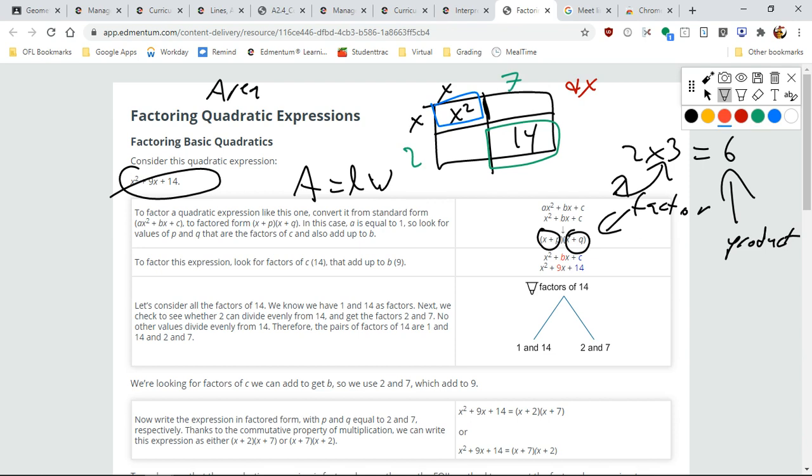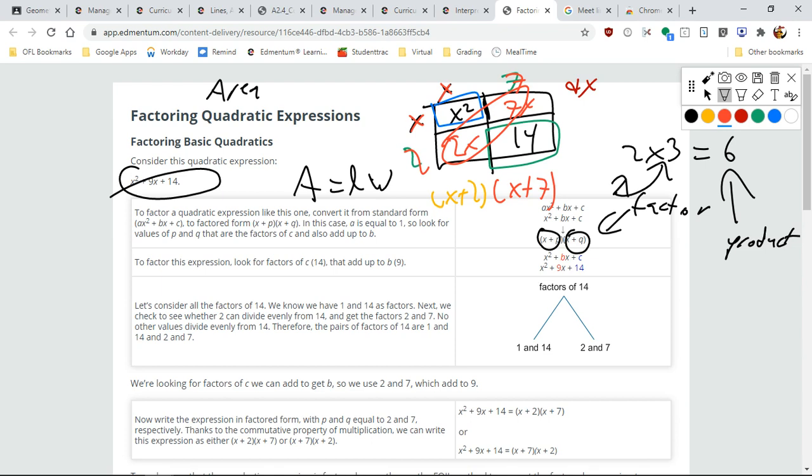Now, in order to verify this, we ask, what is 2 times x? x times 2 is 2x. 7 times x is 7x. If we add these two up, we get that 9x. So in other words, my length is x plus 2, and my width is x plus 7. This is what's known as the area method. I call it the box method. So that's how I'm able to figure this out.